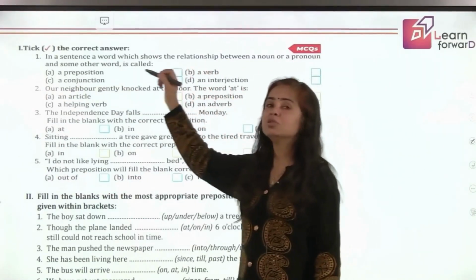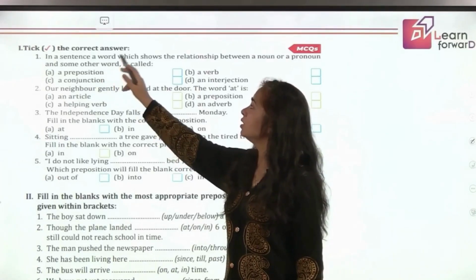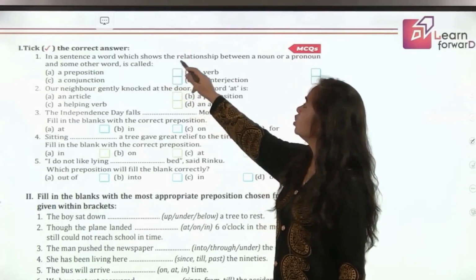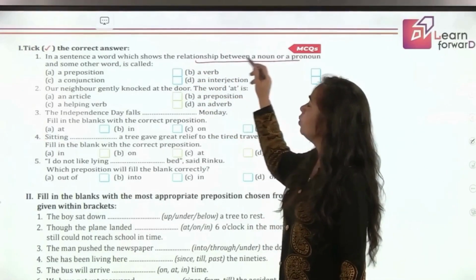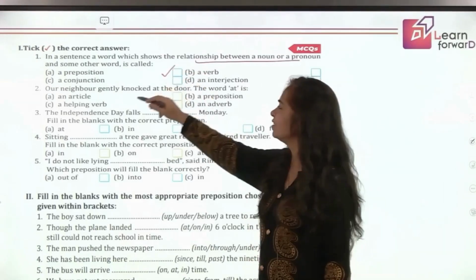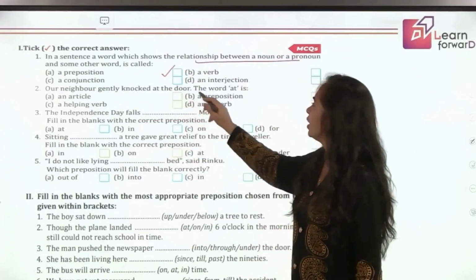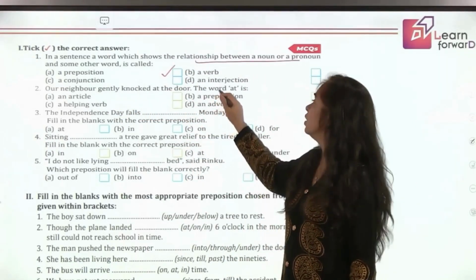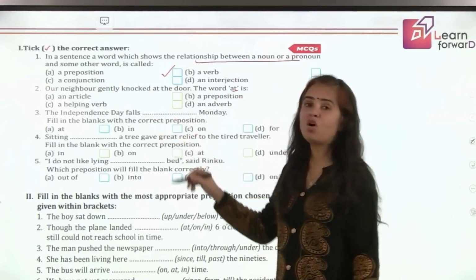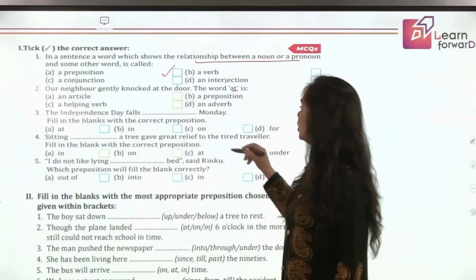So it's time to have an exercise now. Tick the correct answer. In a sentence, a word which shows the relationship between a noun, pronoun and some other word, what is that called? Preposition, of course. Our neighbor gently knocked at the door. So what is the word at here? It is again a preposition. The Independence Day falls on, yes.